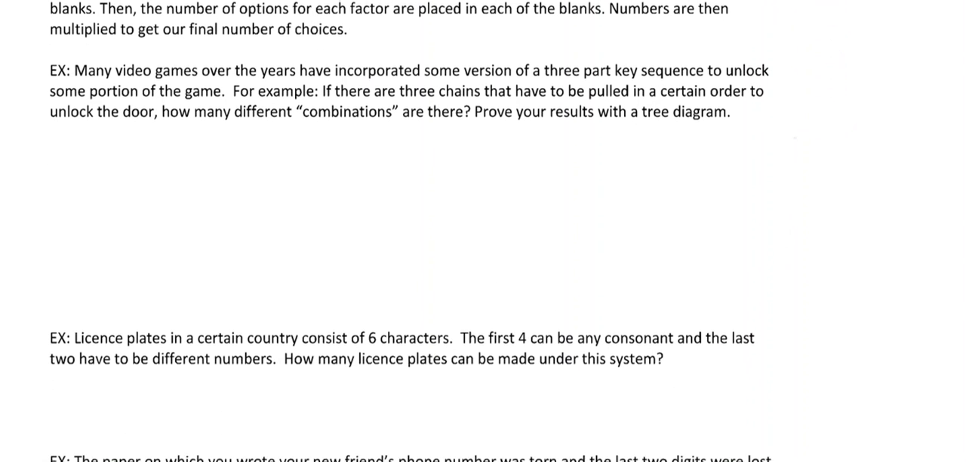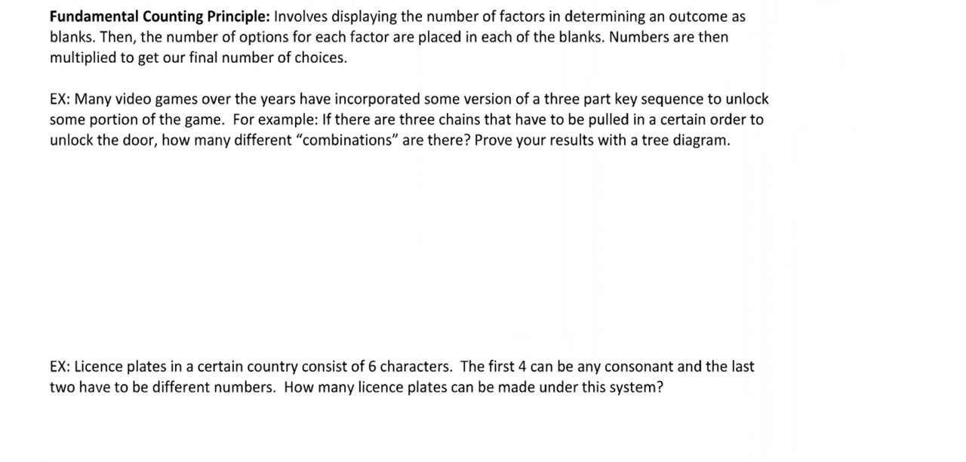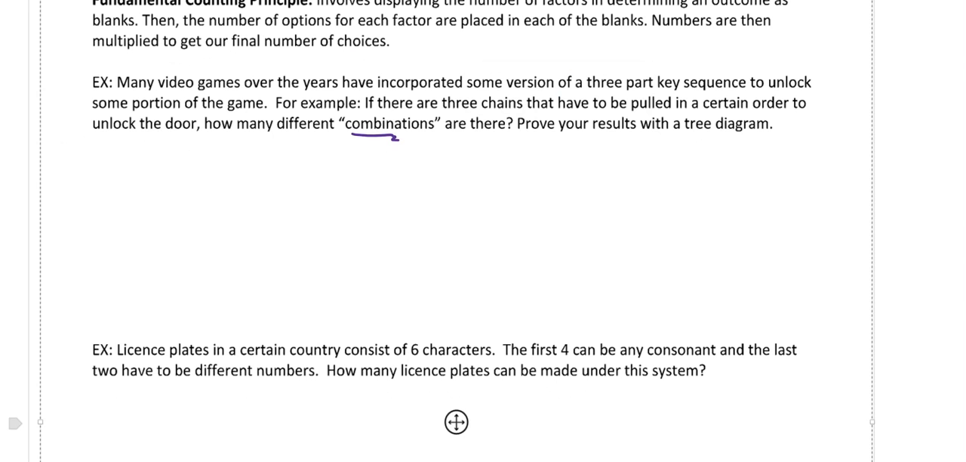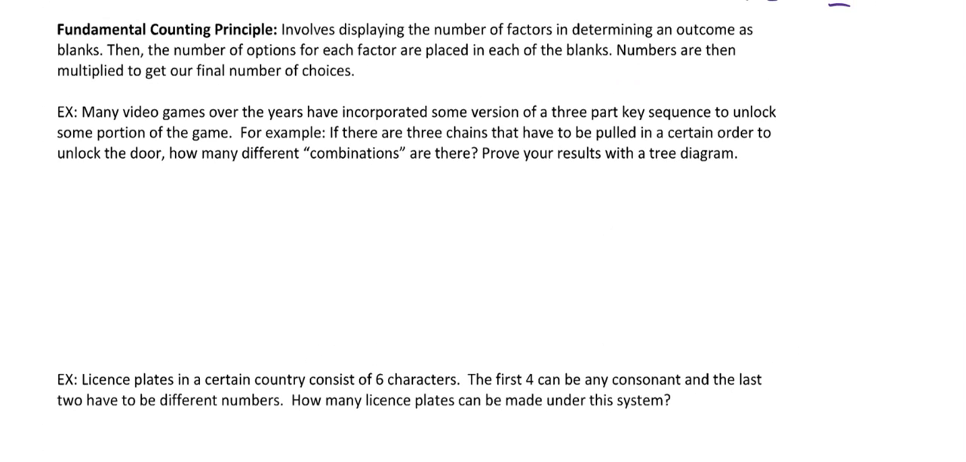So let's jump into this example. It's kind of the same thing, but just another twist on it. It says many video games over the years have incorporated some version of a three-part key sequence to unlock some portion of the game. For example, if there are three chains that have to be pulled in a certain order to unlock the door, how many different combinations are there? Actually, technically, that would be how many different permutations are there, but we quite often say combinations. We'll get into what combinations really are a lesson or two from now.